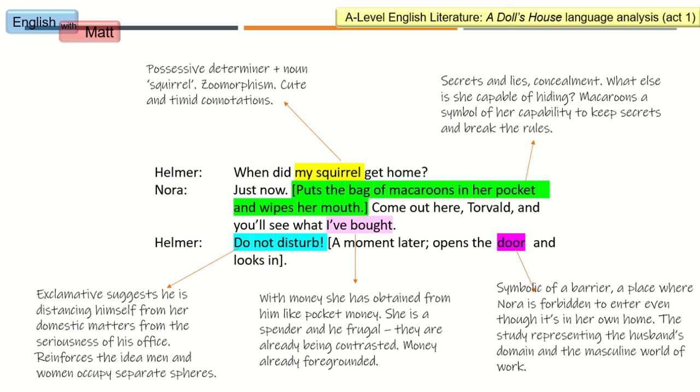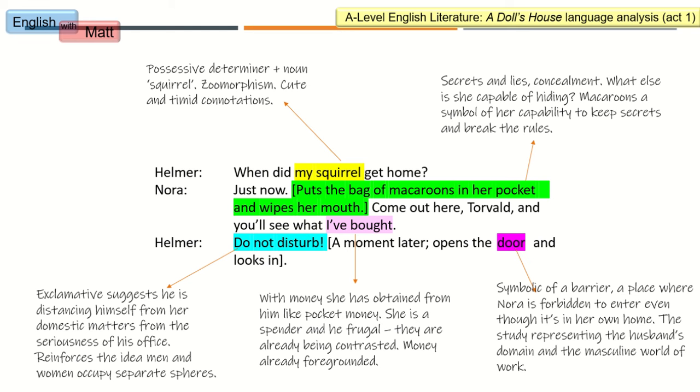She, remember, is a bit of a spender, and he is frugal. So in terms of money, they are contrasted quite quickly in terms of the opposites of each other. And from his office, and the office, of course, represents the world, the masculine world of business and finance, is where he does a lot of his work. She's not allowed in that office.